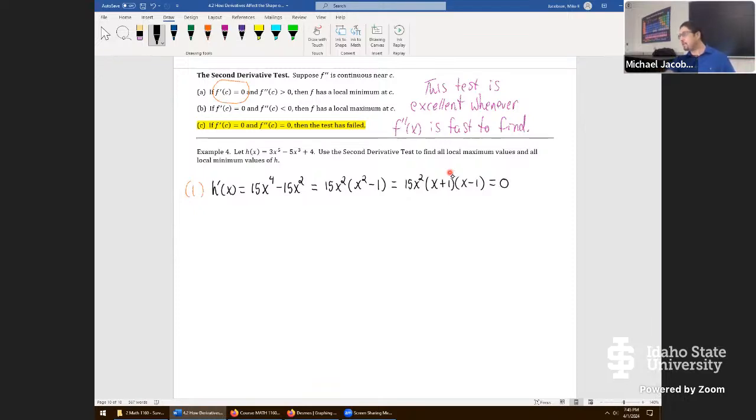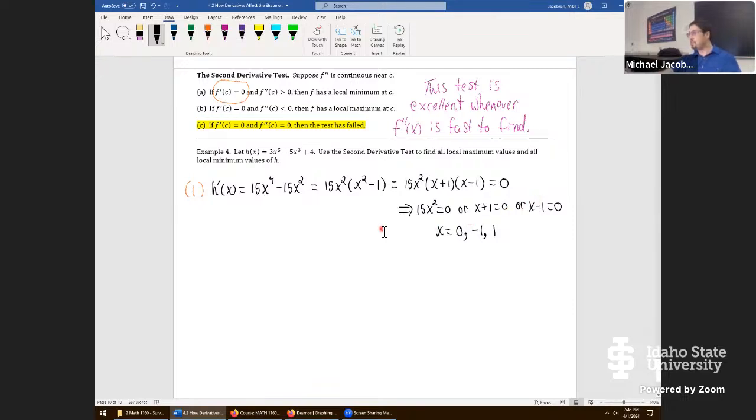We set this equal to 0, and this would imply immediately 15x squared is 0, or x plus 1 is 0, or x, yeah, we have to move the window. I thought I was going to make that fit. Let's move that just a touch, or x minus 1 equals 0. Then the solution to all 3 goes left to right. 0 is the only solution on this first equation. Then it'll be -1, then +1.